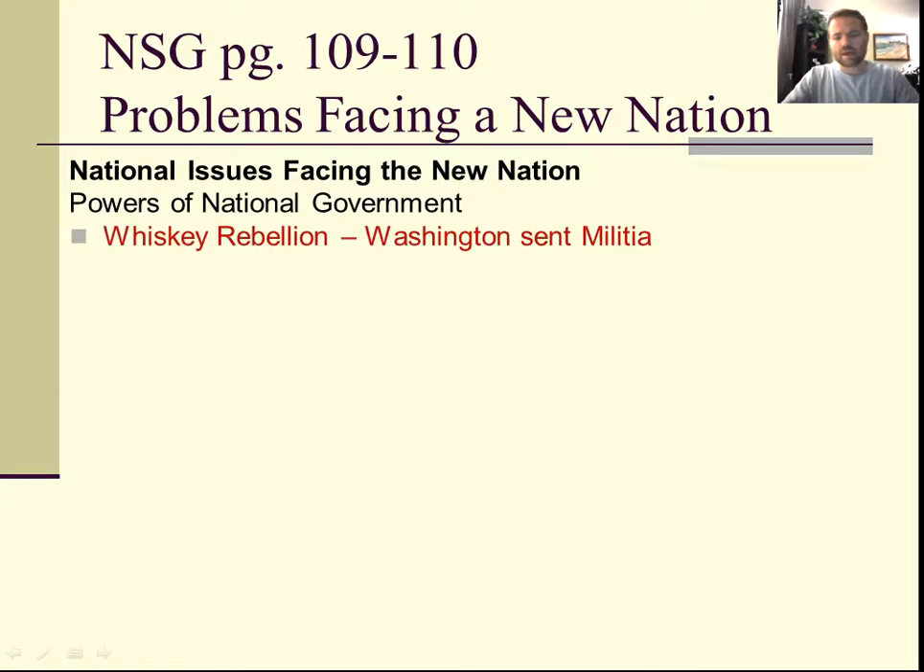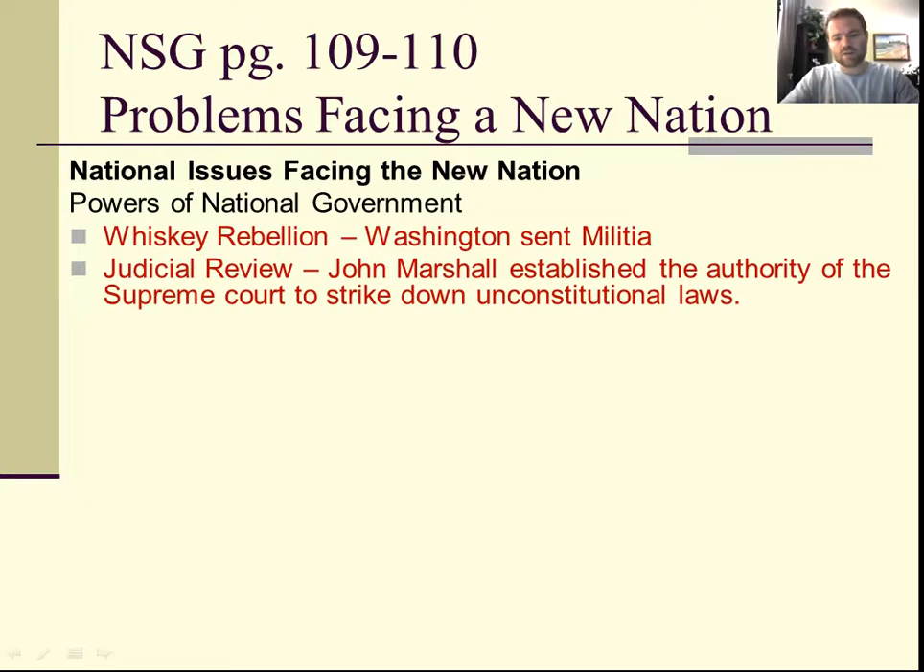We have powers of national government. We had the Whiskey Rebellion. Washington responded by sending the militia in. We had judicial review. John Marshall established the authority of the Supreme Court to strike down unconstitutional law. So we established how the different branches of government would interact with each other.